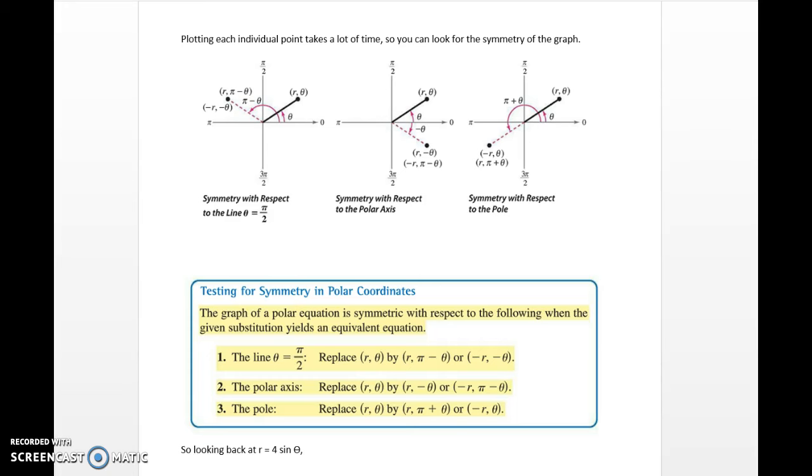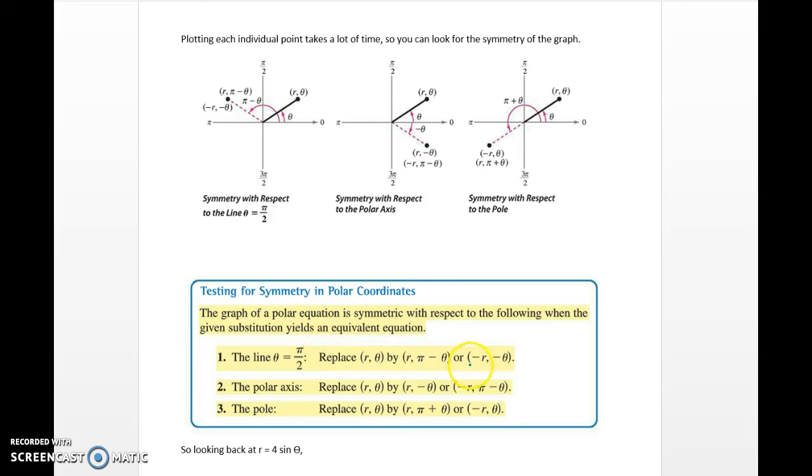You could have symmetry with respect to the line theta equals pi over 2. That's this vertical line going up and down here. So you could have symmetry across that line. You could have symmetry with respect to the polar axis, which is the horizontal line right here. Or you can have symmetry with respect to the pole, or the origin. And that looks like this. So 3 different ways you can have symmetry. And there are some nice shortcuts to look at that.